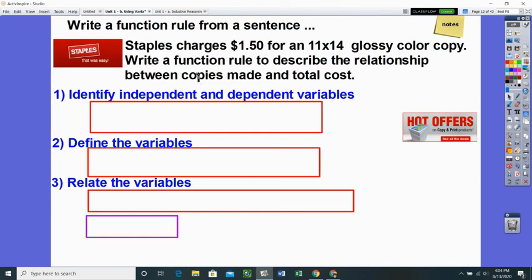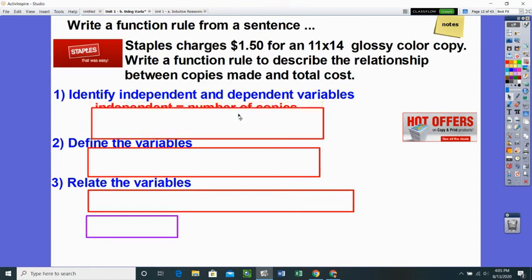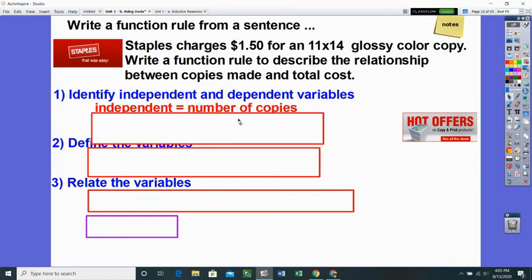So notice here that we've got copies made and total cost. So which one depends on the other? Which one would be your independent variable, that would be your input variable? What do you decide when you walk into Staples? When you walk into Staples and you hand that picture to make a copy, you say to the person what? You ask them for a certain number of copies. So the number of copies is what you're deciding. That's going to be your independent variable. And the total cost depends on how many copies you make.